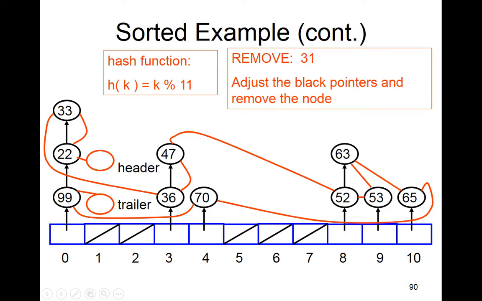And then notice, this list is still good. This hash table, I should say, is still good. I didn't mess up the black. Everything is still hashed in the right spot. And the red is now also okay. 22, that's the beginning. 22 points to 33, and 33 points to 36. Okay, so I removed 31 successfully.